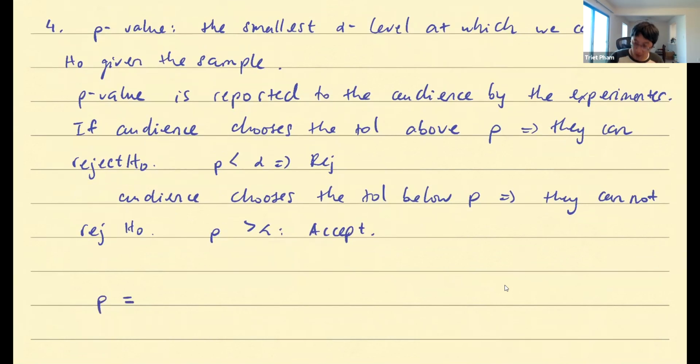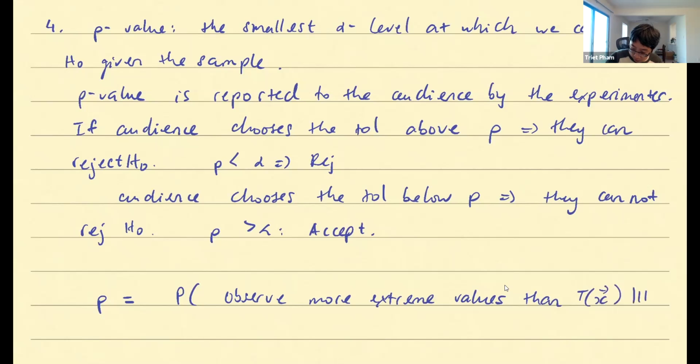One rough idea is that p is the probability that we observe more extreme values than the test stat, given the null. And more extreme here is defined by the alternative.